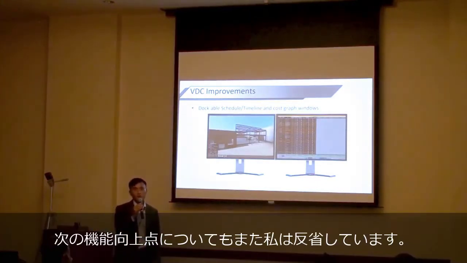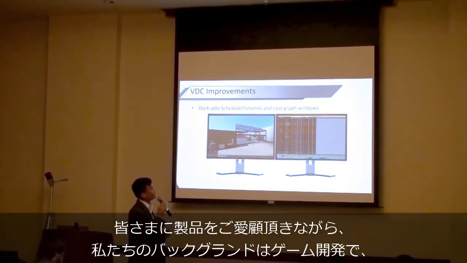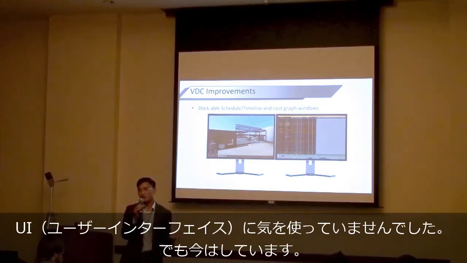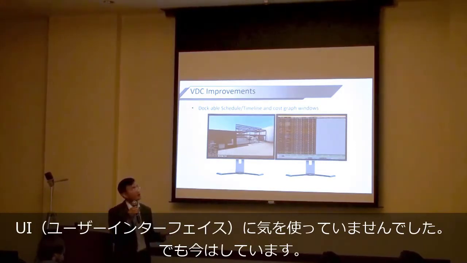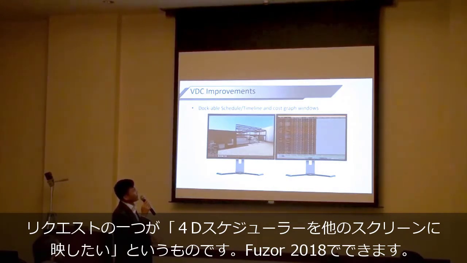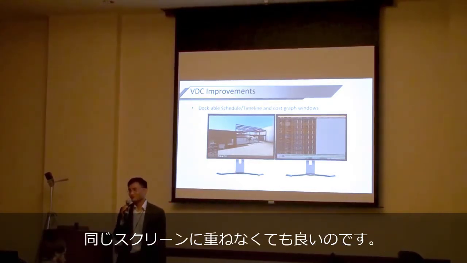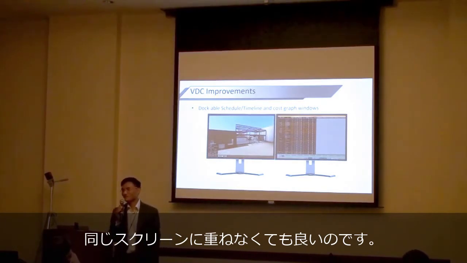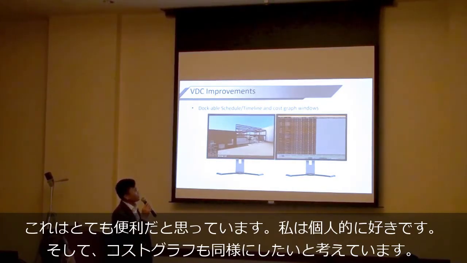So another improvement we have is, again, from our fans. They love to use our product, but sometimes, because we're coming from a gaming background, we do not care about the UI as much, but now we do. So one of the requests is that the 4D scheduler can be on a different monitor, a different screen. Yes, now you can. You don't have to be stuck with the same screen. I think that's very useful. I actually personally like that. I believe right now the cost graph also acts that way.